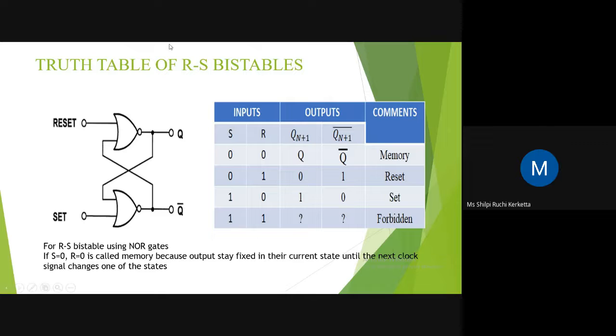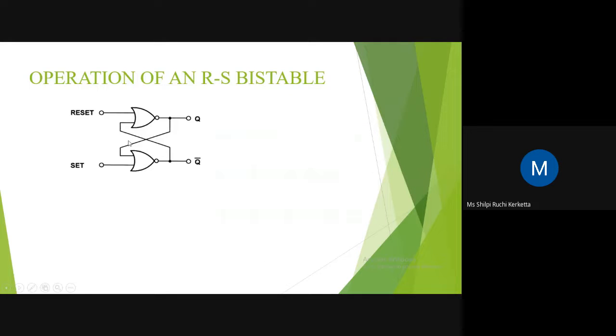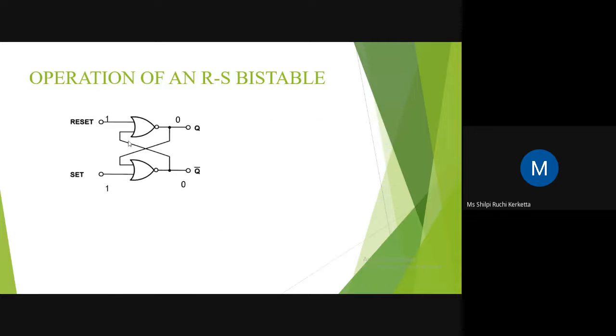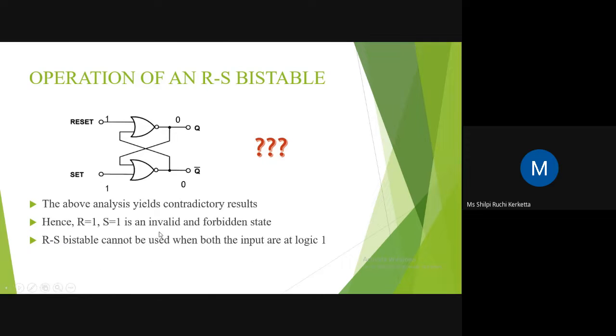Then we will do the same circuit with a NAND gate. This is explained here. This 1, 1 condition is invalid because Q and Q bar start toggling, or both the outputs are 0, 0. Q and Q bar should always be complementary and 0, 0 is not acceptable. So this case is forbidden for us.